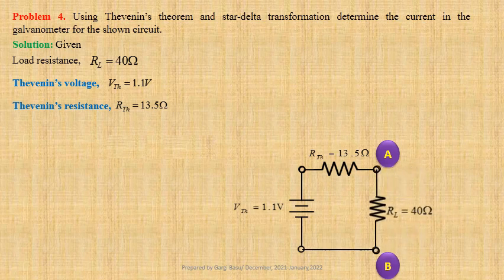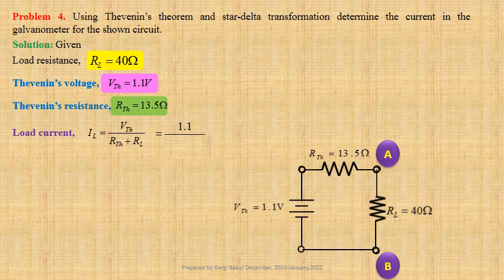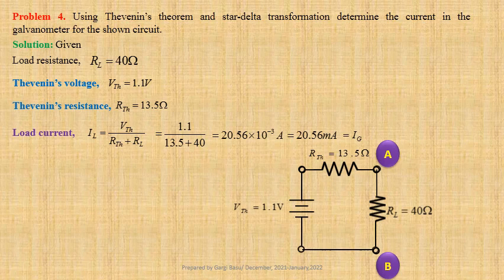Now we shall calculate load current IL equals VThevenin divided by RThevenin plus RL. Using values we get 1.1 divided by 13.5 plus 40 equals 20.56 into 10 to the power minus 3 ampere or 20.56 milliampere. Here load current IL equals IG, which is the current flowing through the galvanometer.